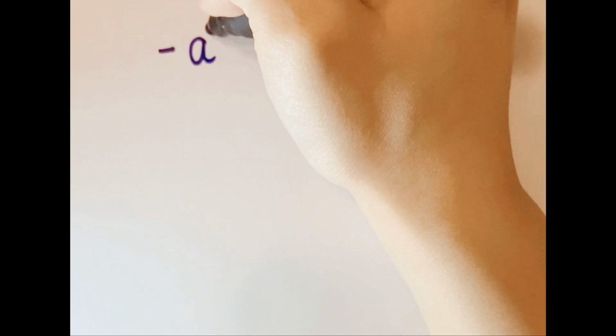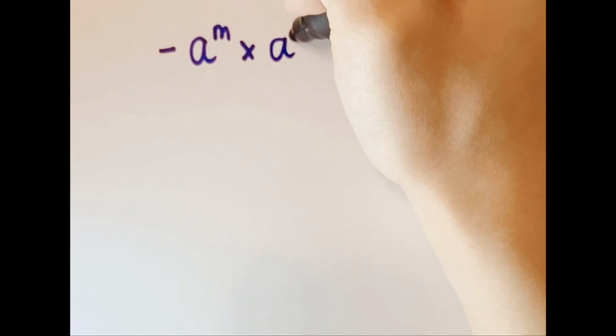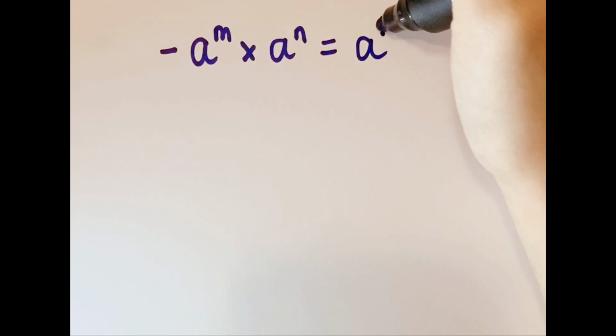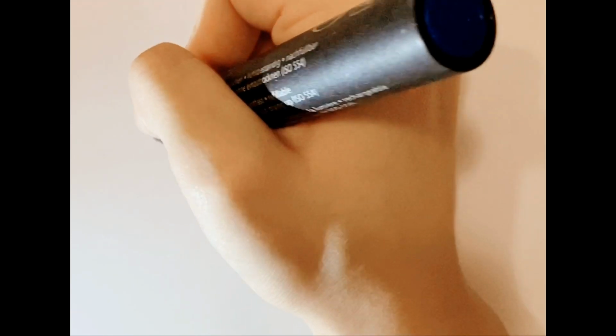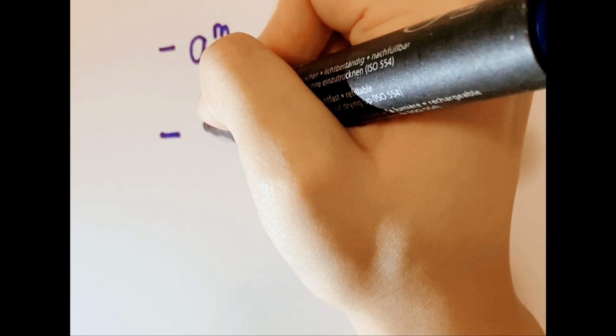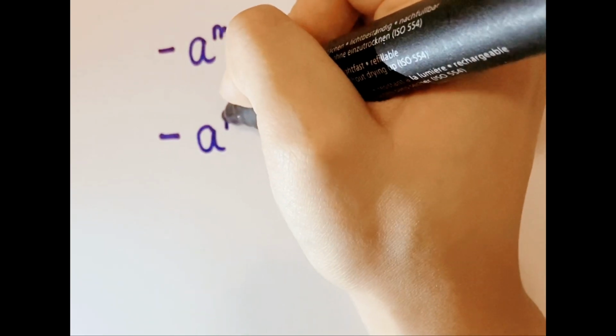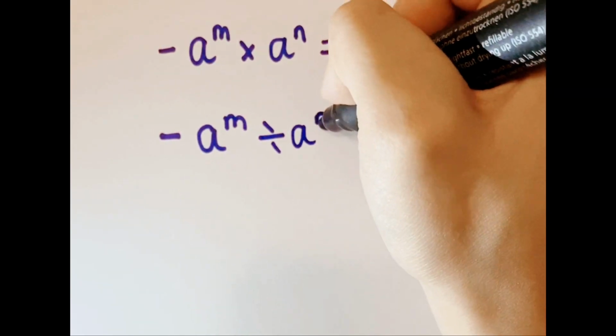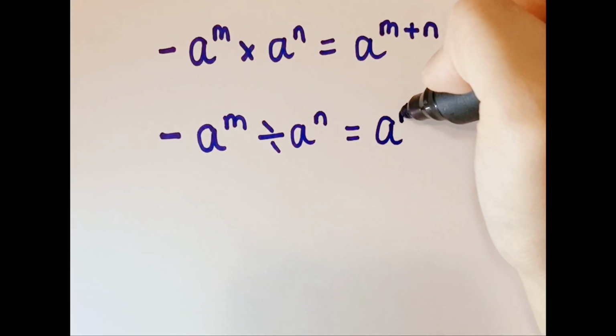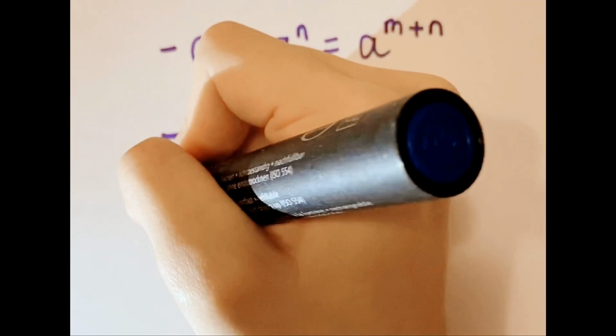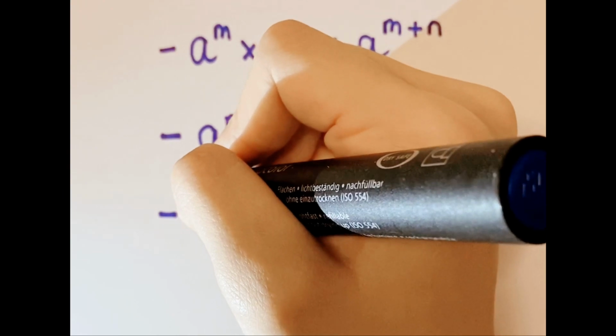The first rule is a to the power of m times a to the power of n, which equals a to the power of m plus n. So whatever you multiply is whatever you add. And the second rule is a to the power of m divided by a to the power of n equals a to the power of m minus n. So whatever you divide is whatever you subtract.